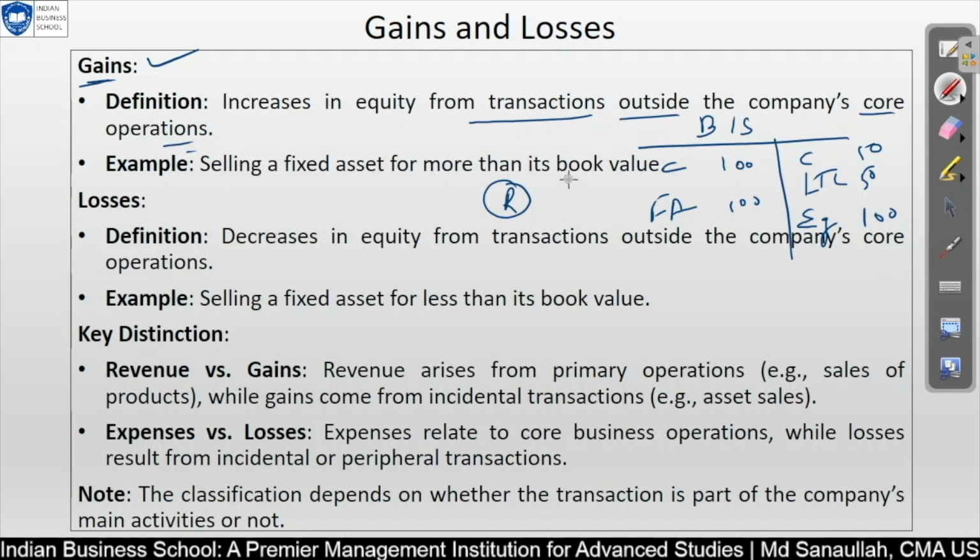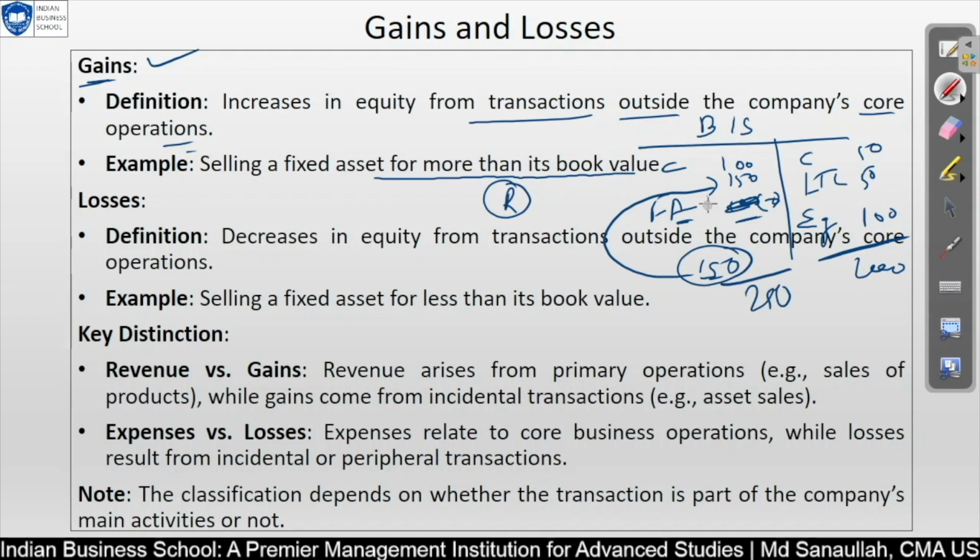When you sell a fixed asset for more than book value. The fixed asset was 100. If you sold it for 150, what will happen? You will remove this to 0, and 150 will be added to your cash. So instead of 200, it becomes 250. So the impact of 50 will be an increase here. Your equity will increase by 50 because your liabilities will remain as they are. Your long-term liability will remain as it is. How will it increase your equity?